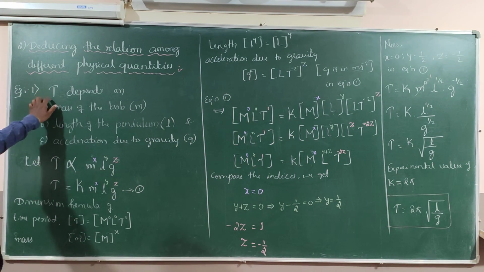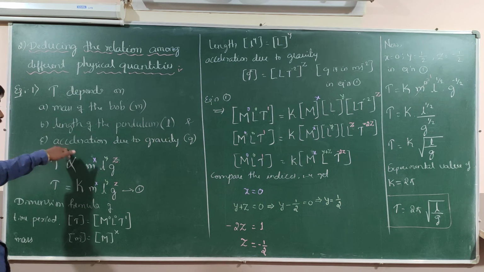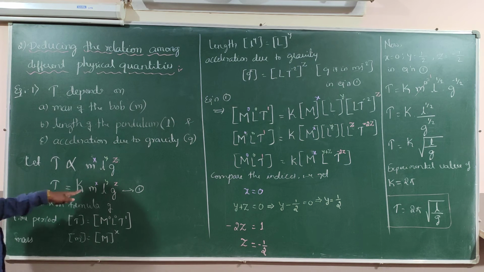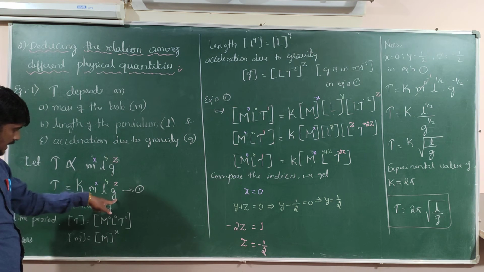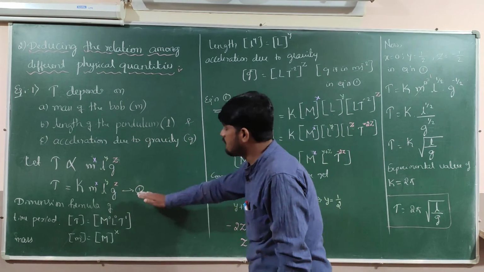They have given this problem: the time period of a simple pendulum depends on the mass of the ball, length of the pendulum, and acceleration due to gravity. Then I expressed the same thing as a mathematical expression: T is directly proportional to m raised to x, l raised to y, g raised to z. I removed the proportionality by a constant k. Then I wrote the dimension formula for time period, mass, length, and acceleration due to gravity. Afterwards, I put all these values in equation number 1.